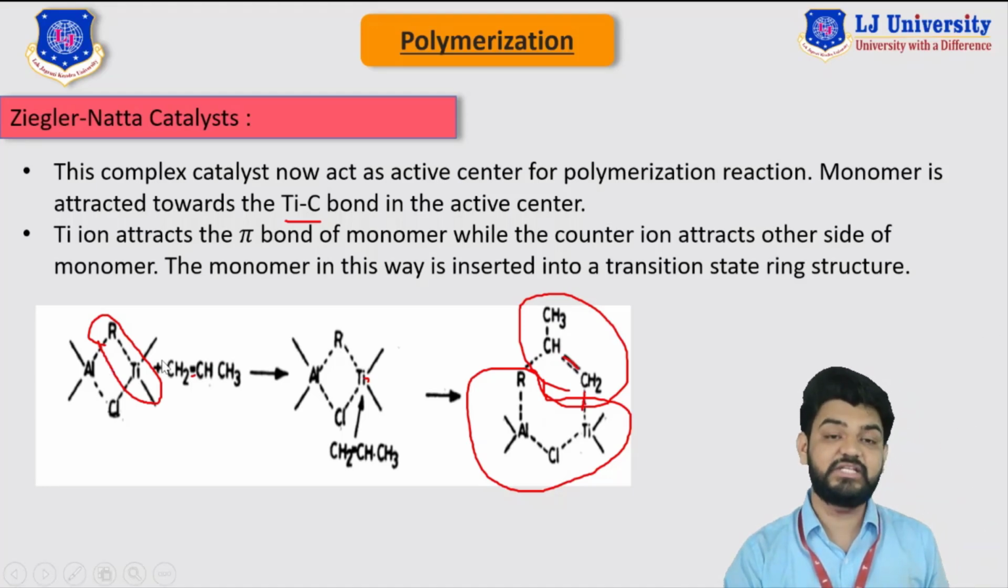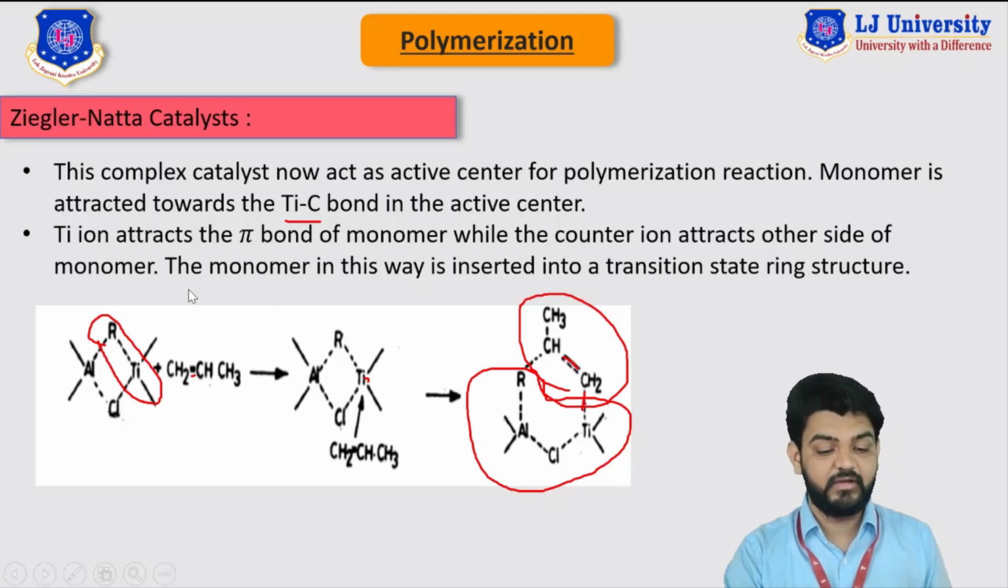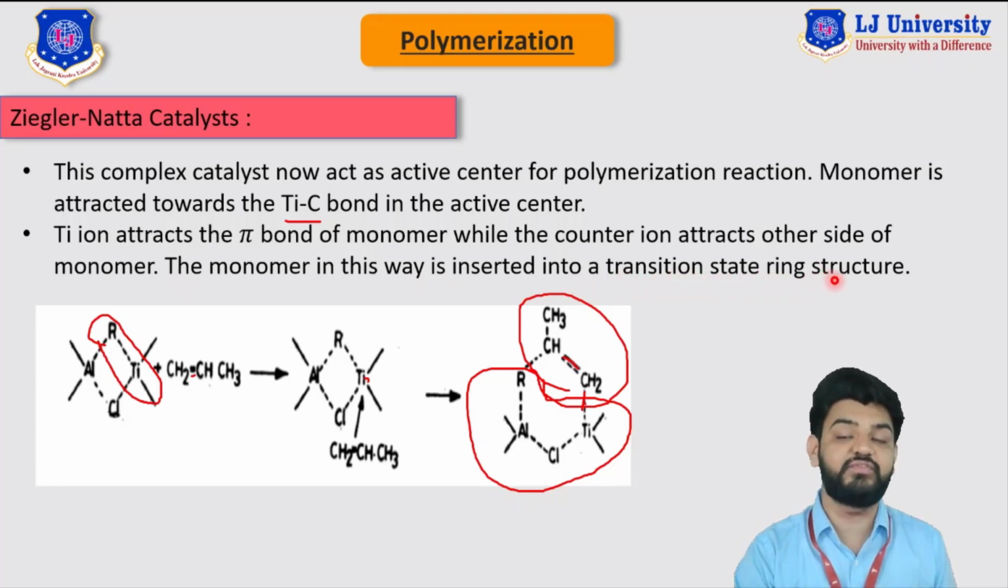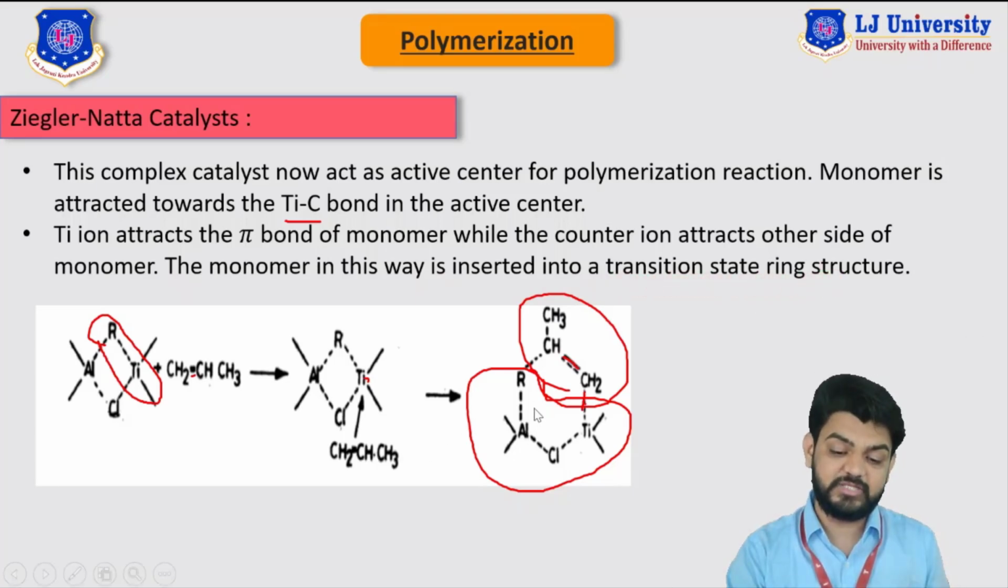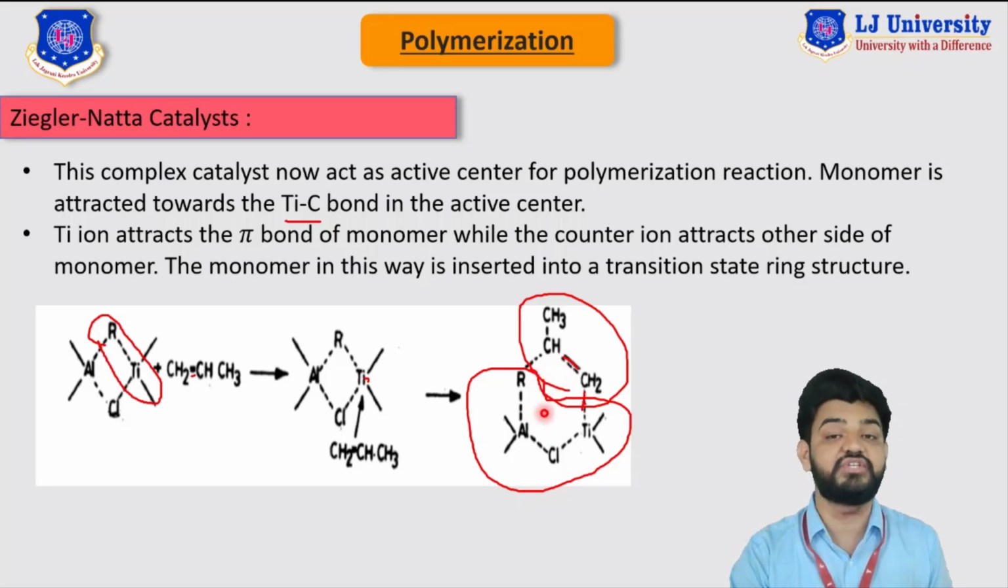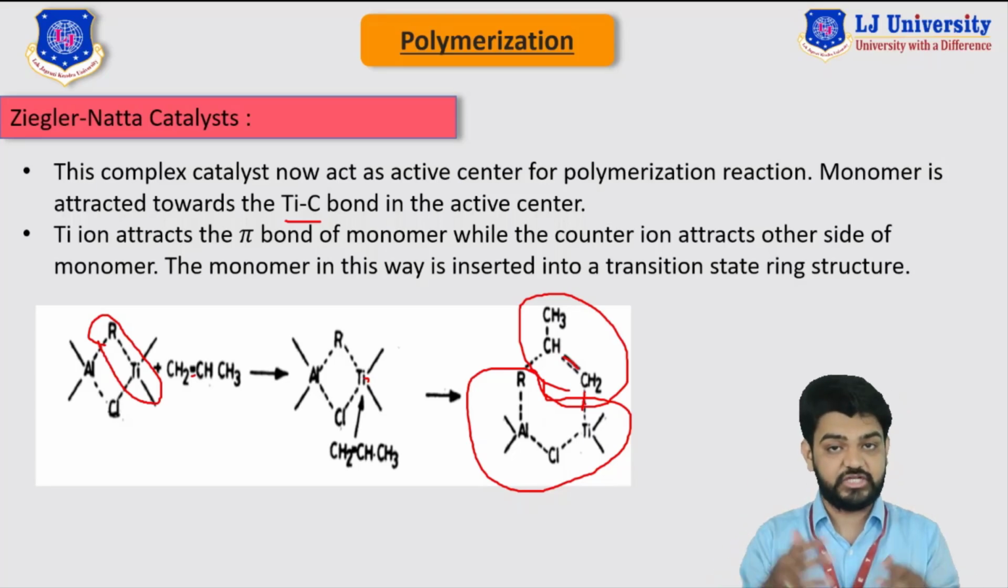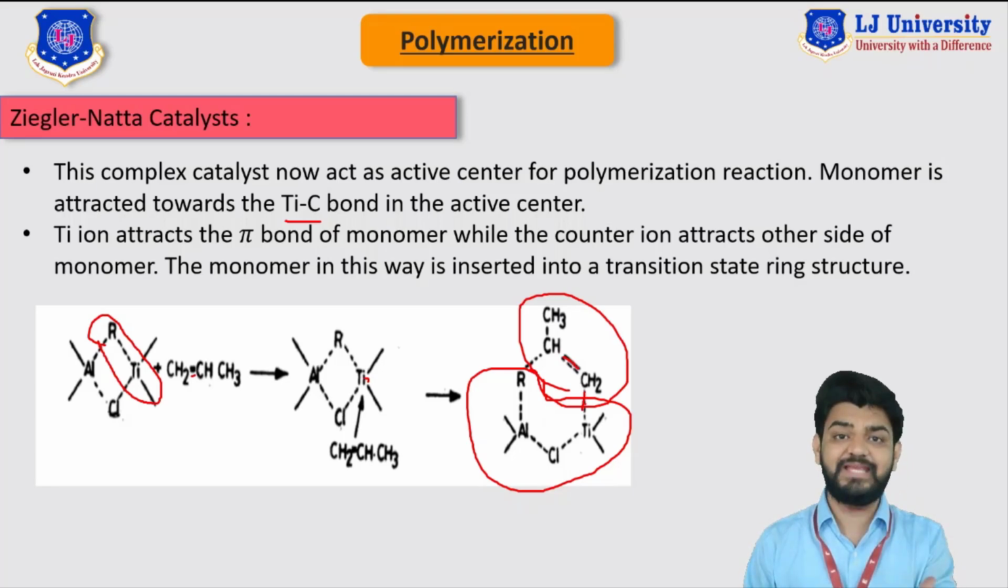You can see here there are two sides, one is this and another one is this. So titanium will attack this pi bond and create one new bond to absorb this monomer like this, and both will be connected to each other. Now, the monomer in this way is inserted into the transition state of the ring structure. This particular thing is called the ring structure. Because the monomer is now inserted inside this catalyst, it is making the ring structure. So this was only the initiation step.